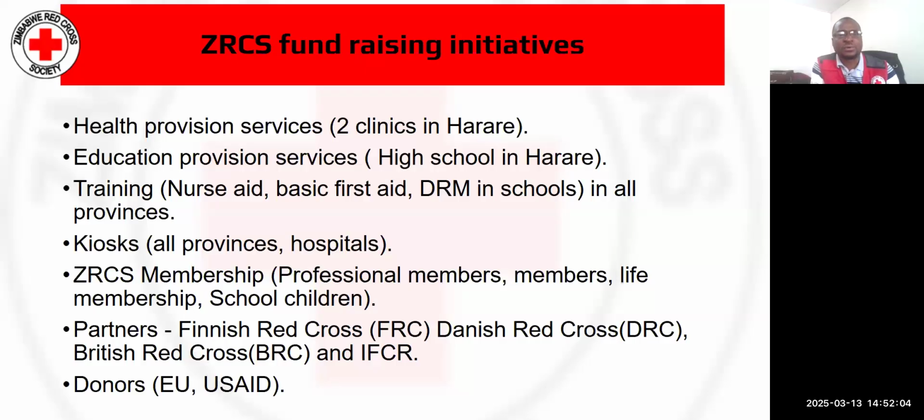to save lives. And also we conduct training of nurse aides and basic first aid, and we also do trainings in schools in all provinces of the country in an effort to raise funding for us to continue to exist. And we also have kiosks in all provinces, especially in hospitals, where we provide food and other services in an effort to raise funding for our activities. And also, Zimbabwe Red Cross is a membership organization where members subscribe on a yearly basis. We have professional members, some who are life members who pay life membership. We have school children also contributing to the existence of Zimbabwe Red Cross. And we also work with partners like the Finnish Red Cross, the Danish Red Cross, British Red Cross, and IFRC.